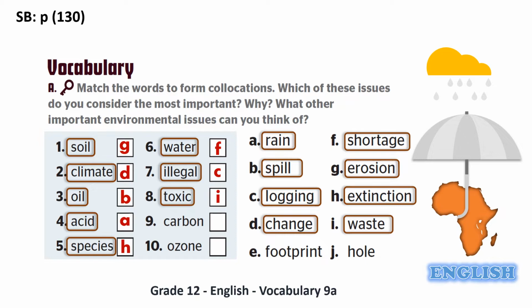And the environmental issue number 9 is carbon footprint, which refers to the amount of carbon dioxide released into the atmosphere as a result of the activities of a particular individual, organization, or community. So letter E would be the answer. The final environmental issue in this exercise, number 10, is ozone hole. And when people have polluted the atmosphere with chemicals containing chlorine and bromine, they cause the ozone layer to deplete and form a hole in this protective layer around the planet.